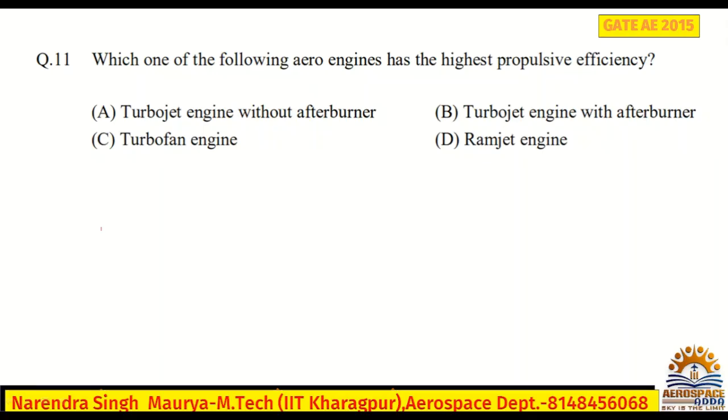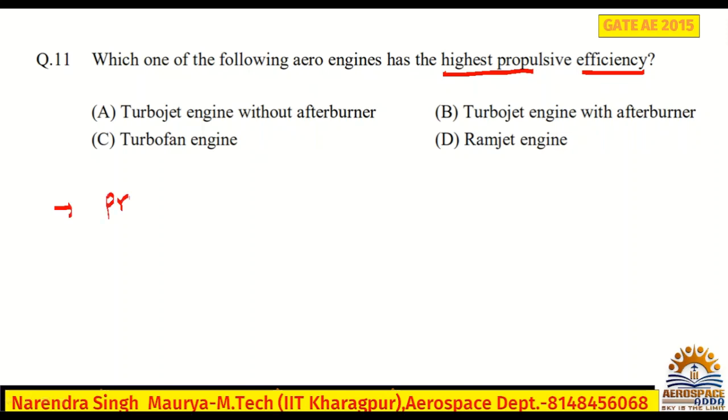So guys, today we'll solve the GATE 2015 jet propulsion problem. Here we have problem number 11. Which one of the following aero engines has the highest propulsion efficiency? For the options, they have given: turbojet engine without afterburner, turbojet engine with afterburner, turbofan engine, and ramjet engine. So we should know what the propulsion efficiency is.